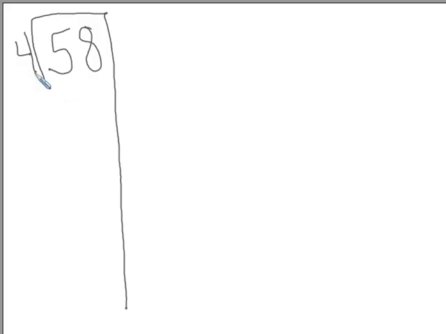Now what I like to have the students do is to work with multiples of 10 if they can. 58 has more than 10 fours in it, because if we do 10 times 4, we'll get 40.